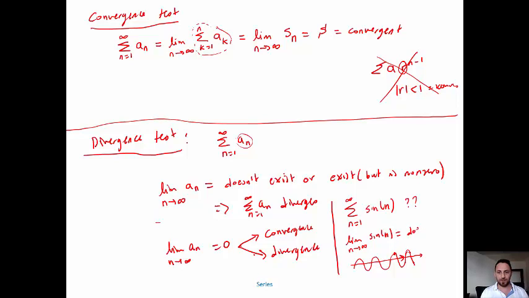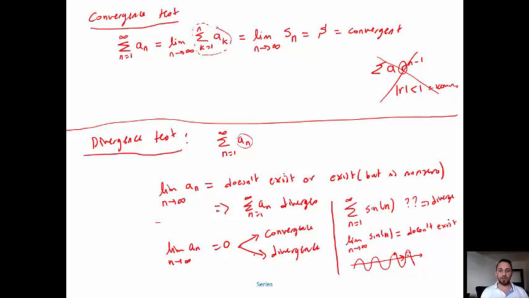It doesn't exist. There is no limit for sine of n as n goes to infinity. Doesn't exist. And therefore, we say this series will diverge, okay, by the divergence test, as simple as that.